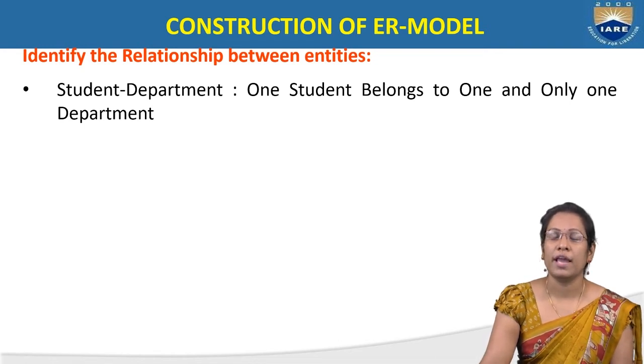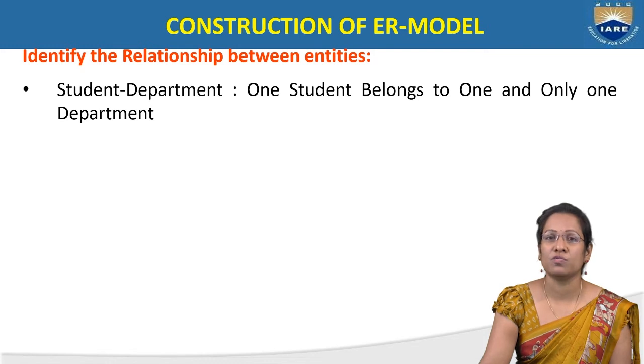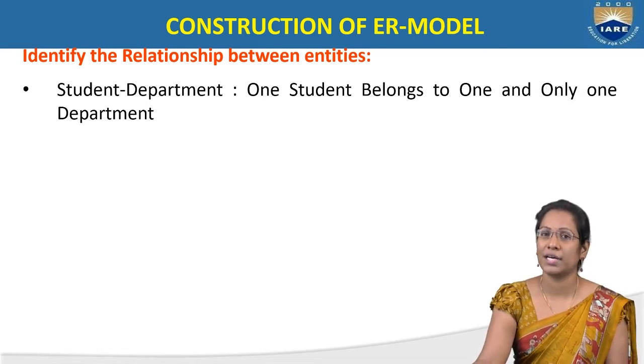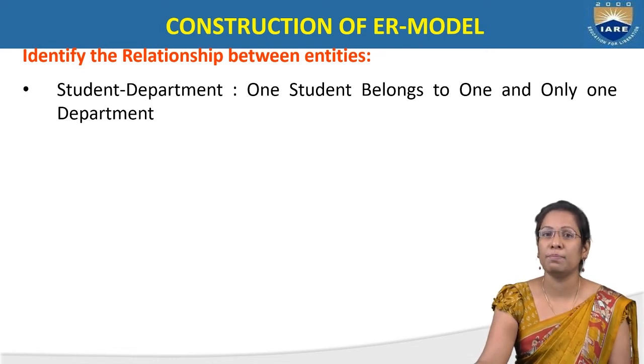Why? Because many students can belong to one and only one department. A student is doing a course under one department. He cannot do a course in another department. So one student belongs to one and only one department.